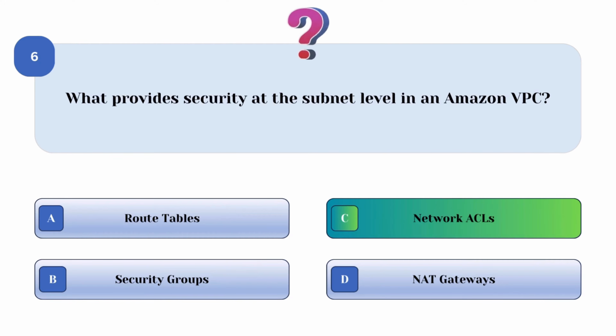Why others are incorrect. Route tables manage traffic flow, not security. Security groups work at the instance level, not subnet. NAT gateways enable Internet access for private instances, not security.